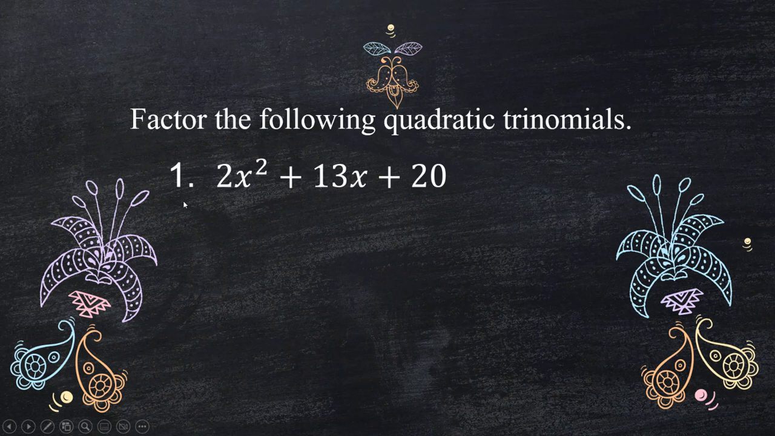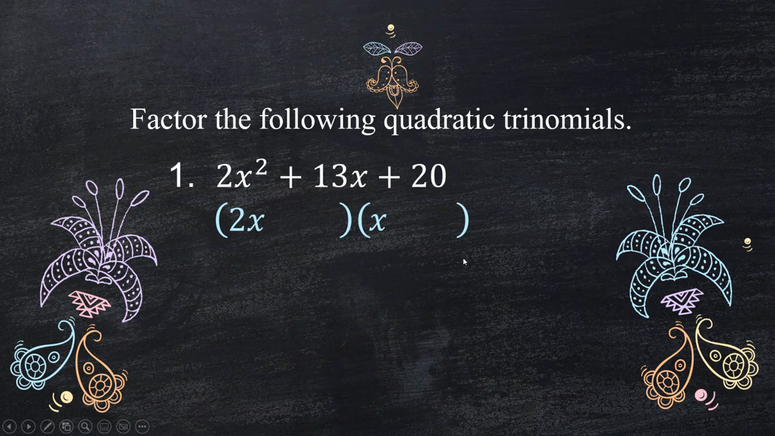For the first one, I have 2x squared plus 13x plus 20. I want to start out by making my binomials, or my factors here. I need two numbers that multiply to 2. Well, this one's going to be pretty easy, right? 2 and 1. So 2x and just x. The reason that there's not a 1 here is because it's not common practice to write a 1 there. So I have 2x and x.